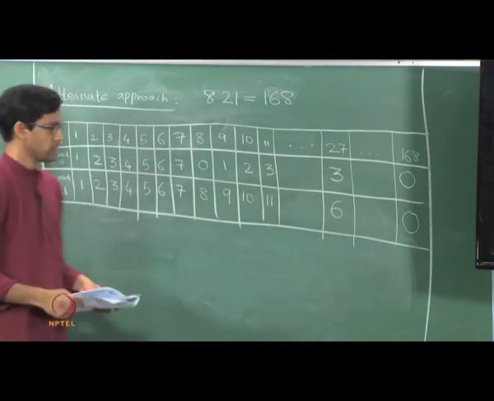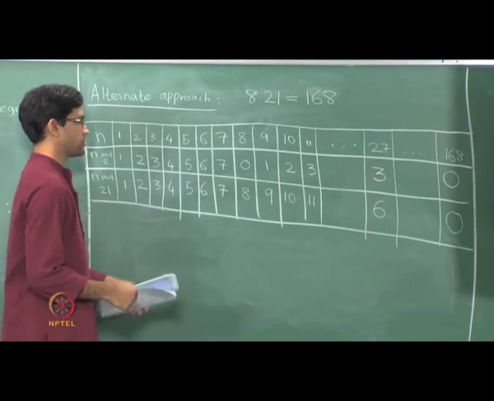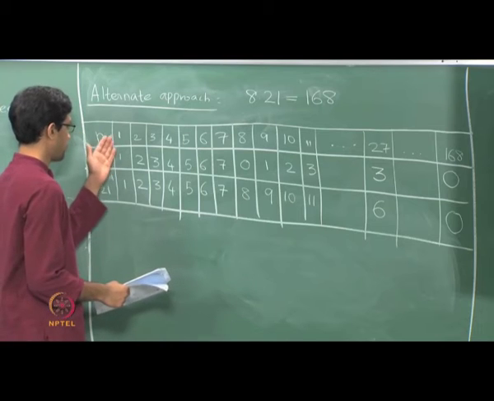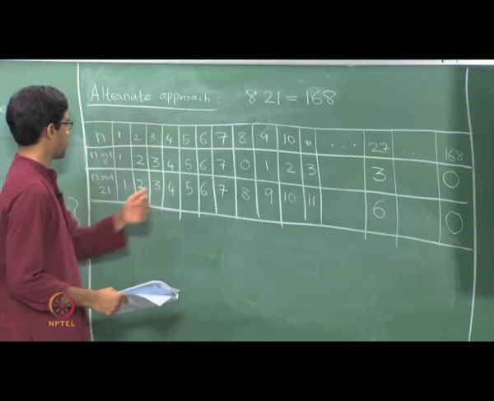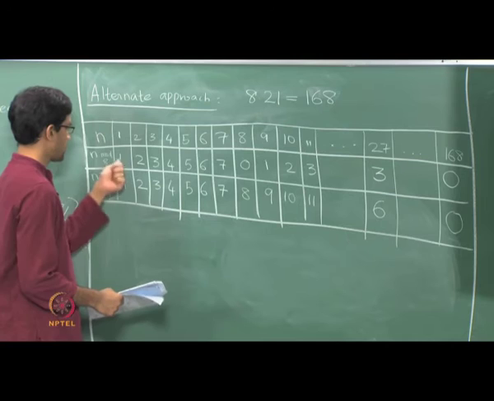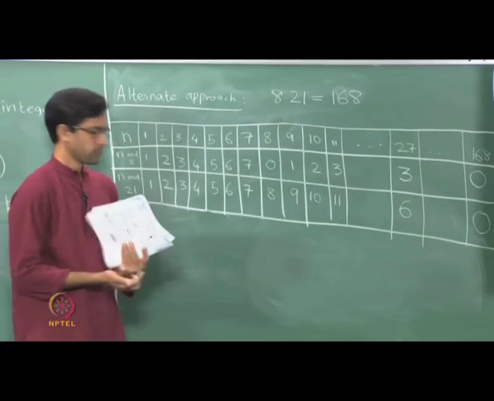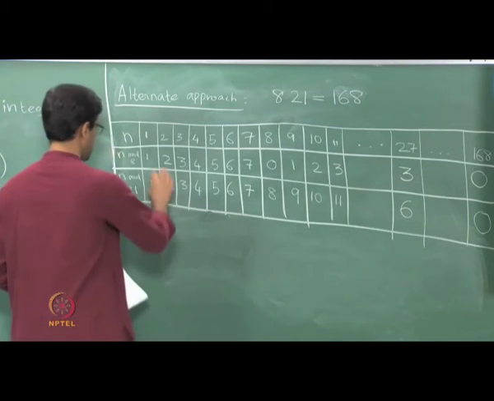So when you divide by both 8 and 21, it gives you 0. Okay. So what you now have is the following. You have a table of numbers from 1 through 168 and a tabulation of their remainders modulo 8 and modulo 21. Now think of this as pairs of numbers.